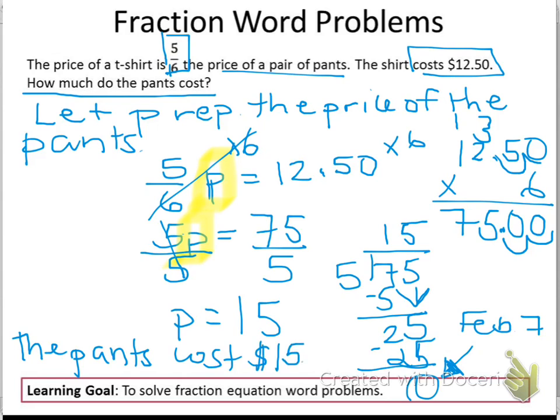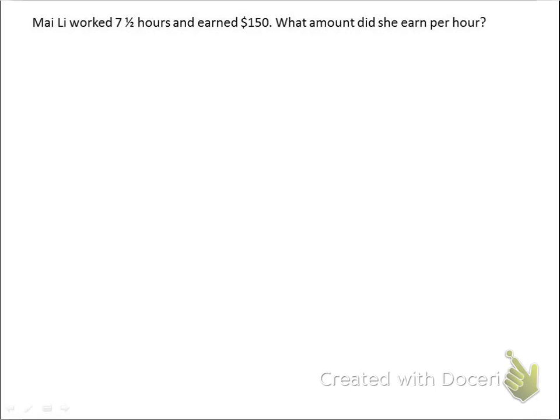Let's do the next one. Mai Lee worked 7.5 hours and earned $150. What amount did she earn per hour? I'm going to highlight our key bits of information. She worked 7.5 hours and earned $150, and then we need to find the amount she earned per hour.